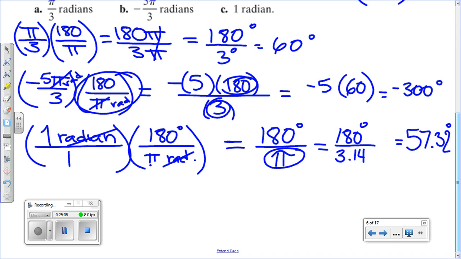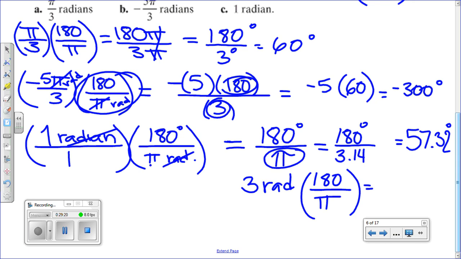Remember, what about 3 radians? Let's convert that. So it will be 180 times 3, and then you divide by 3.14.